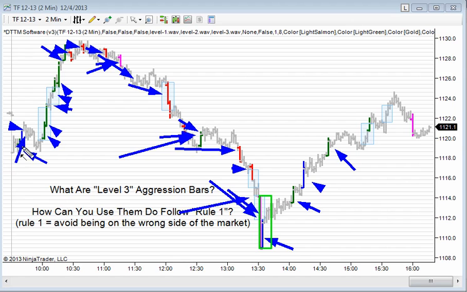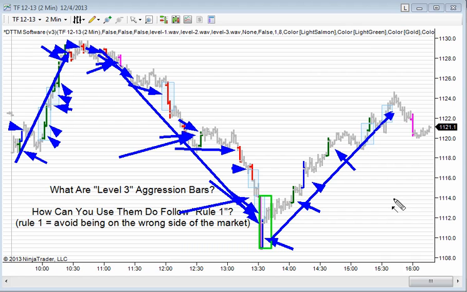So again, be careful being on the short side here, be careful being on the long side here, be careful being on the short side here. Not even getting into the step 2, which is which side do you want to be on and how do you get on board. Not even getting to that level yet. Just avoid being on the wrong side.